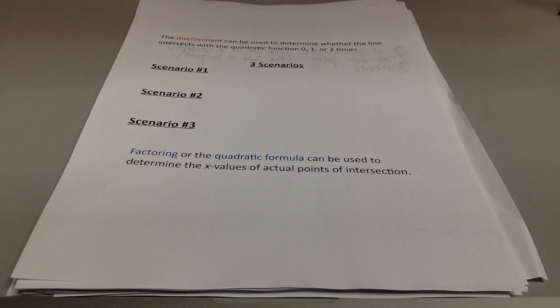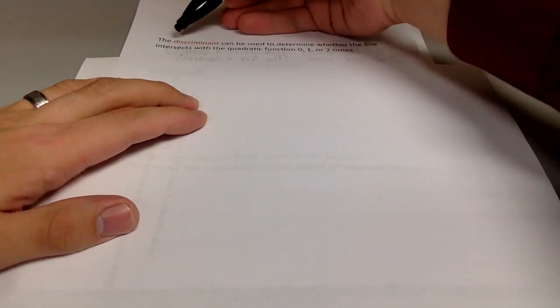Now that we've looked at the three scenarios that we can have for the intersection of a linear and a quadratic function, what we want to do is examine the mathematics behind each scenario. What we want to do first is take a look at our discriminant. The discriminant can be used to determine whether the line intersects with the quadratic function never, once, or twice.